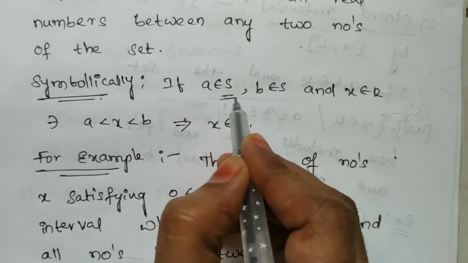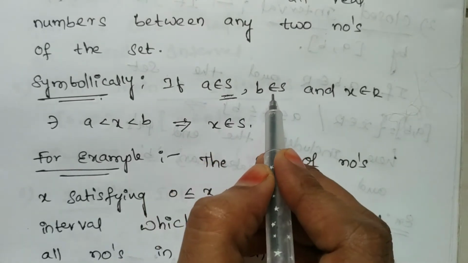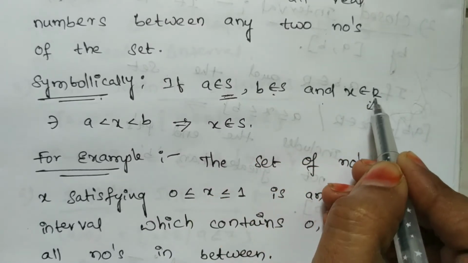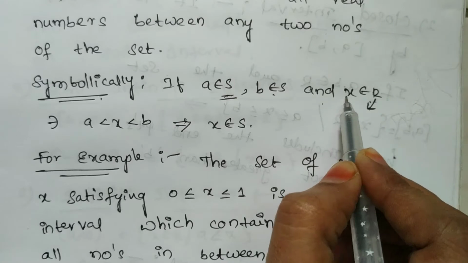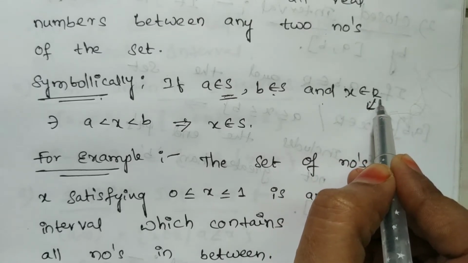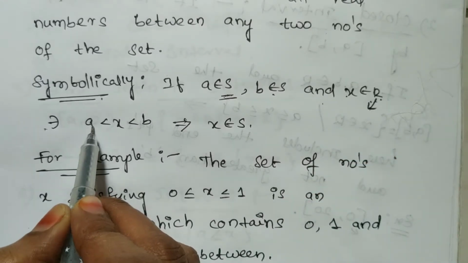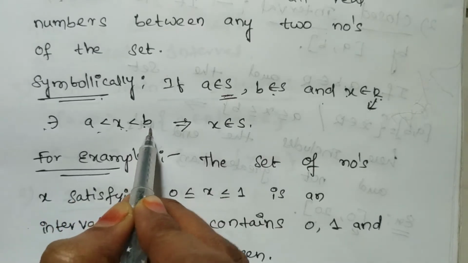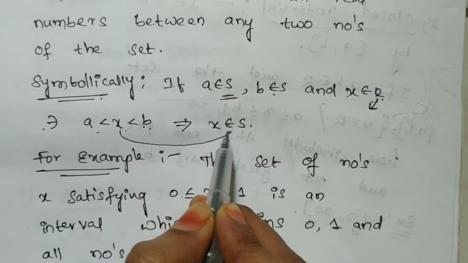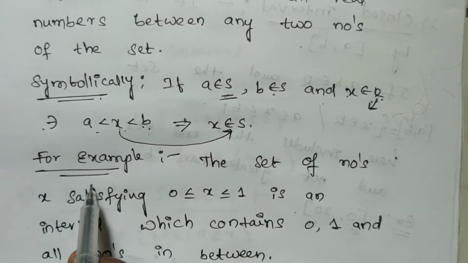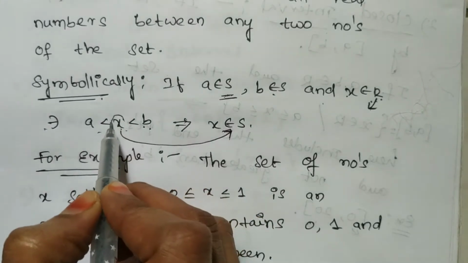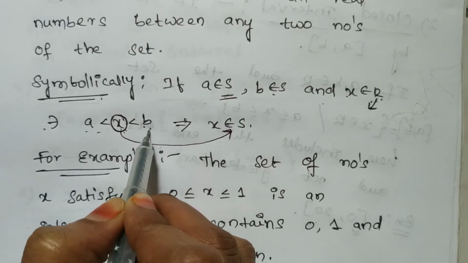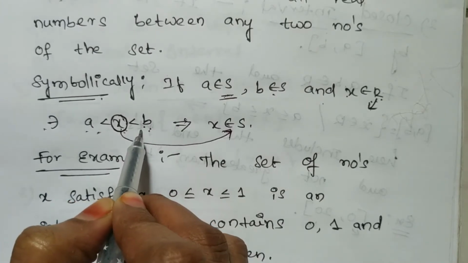So here S is a set, B belongs to S, and X belongs to R. So X is any number that belongs to the real number set such that A less than X less than B, and X belongs to the set S. So here the number X is between A and B.